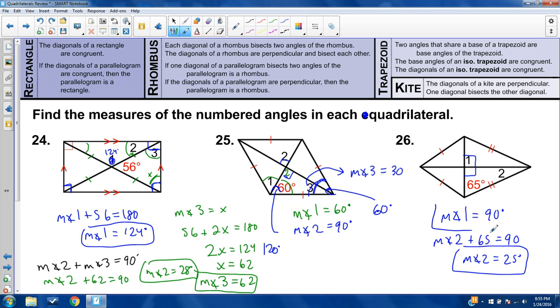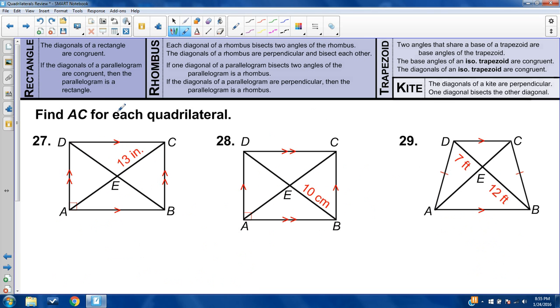Boom. And there is no measure of angle 3 in this one, so we are done with number 26 and these problems right here. Okay, the next set of problems will involve lengths, and we need to find the length of AC for each of these. Now, each quadrilateral is ABCD, which means AC is the diagonal. Not necessarily a bad thing, but you have to know properties of what you're given in order to make this thing work.